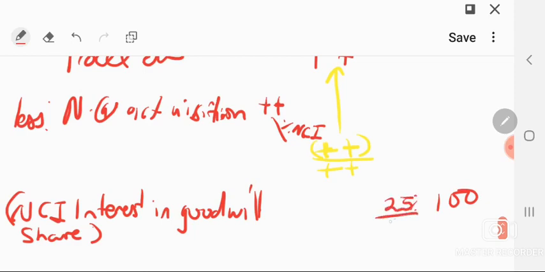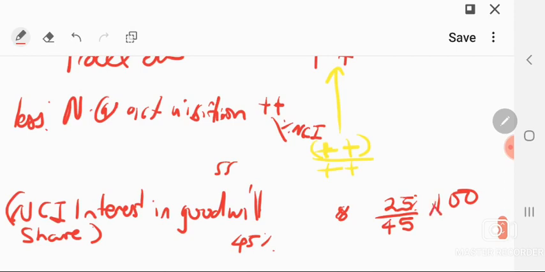Over what? You need to make it not over 100, but over 45. Why 45? Remember, initially we had 45% NCI when the group structure was at 55%, right? Now that we have moved to 80, it's like we have sold off 25% of that 45. That's the understanding. That's why we don't make it over 100. No, it's over that 45 because you are looking at the 45 that you've sold.